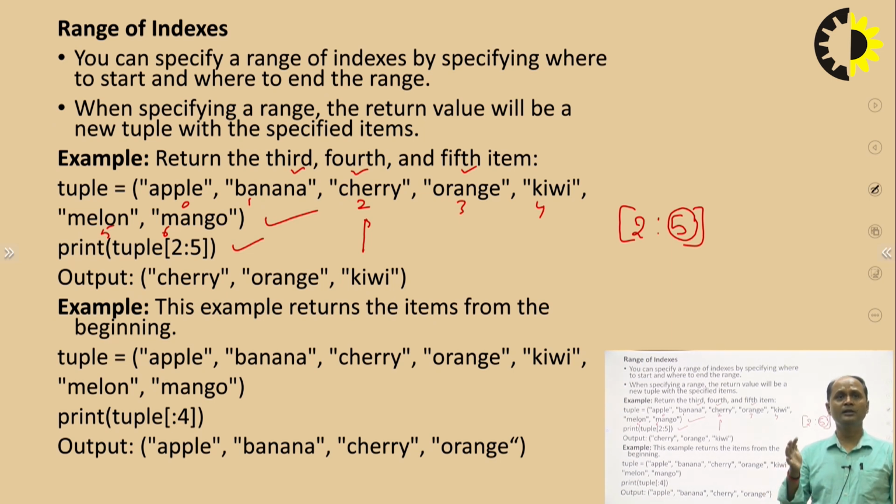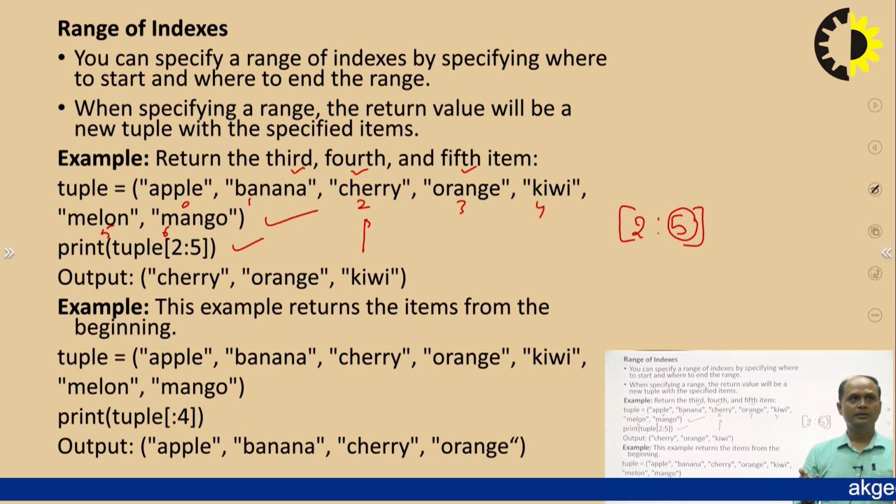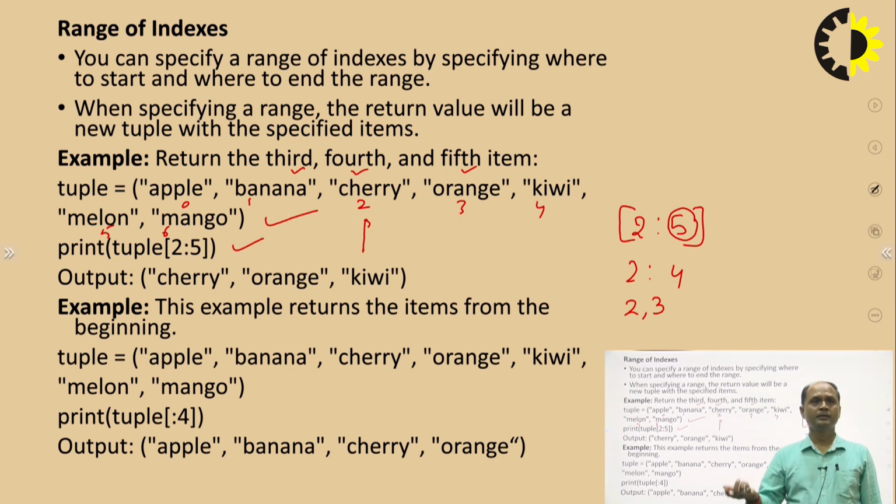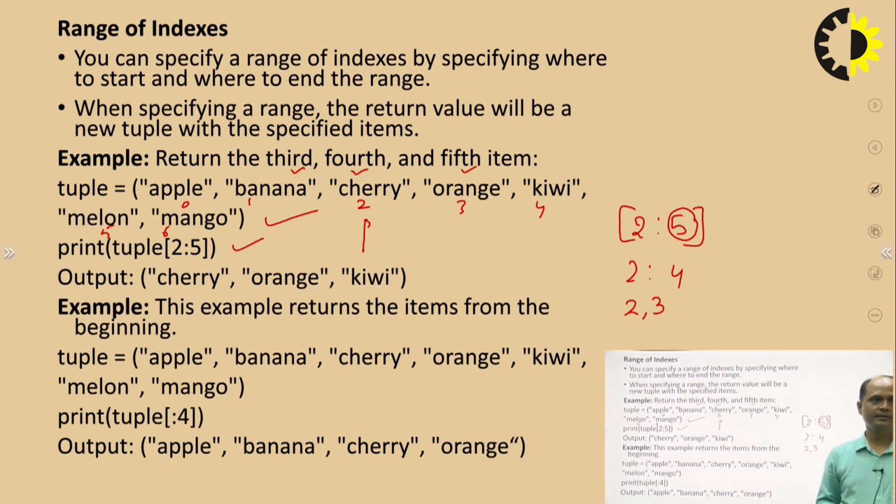We will not consider the fifth item, because when I specify the range, we do not include the last range value. Suppose we put the range value 2 to 4, then what is the output of 2 to 4? That means consider 2 and 3 only, not 4. So we exclude the last range value, right?